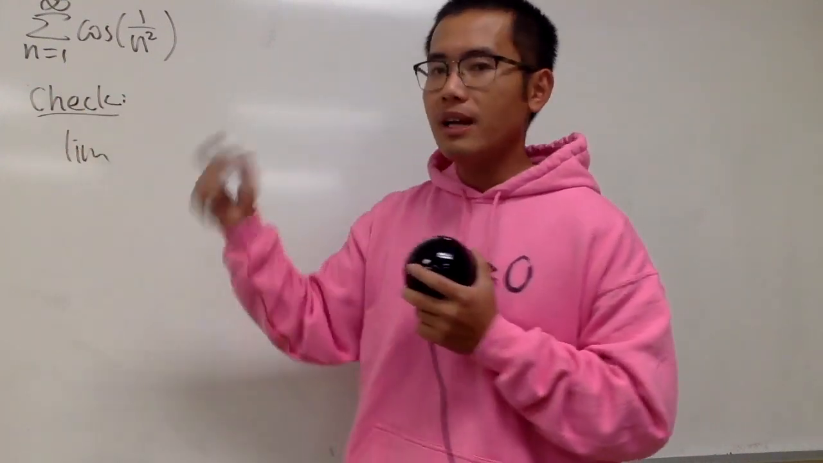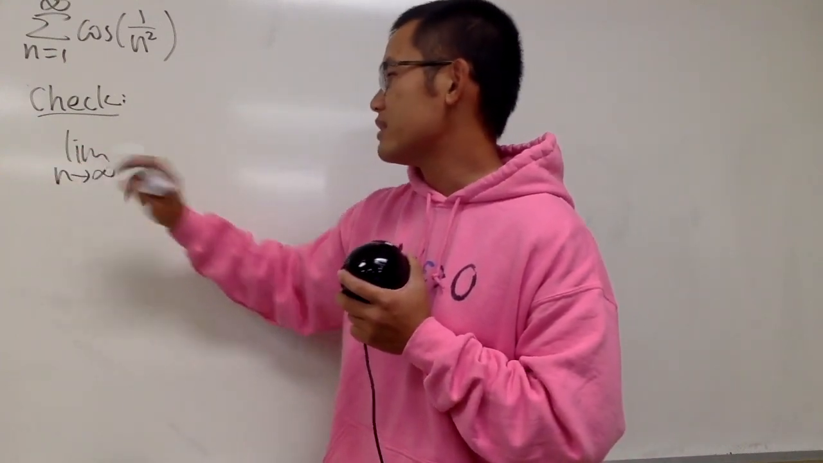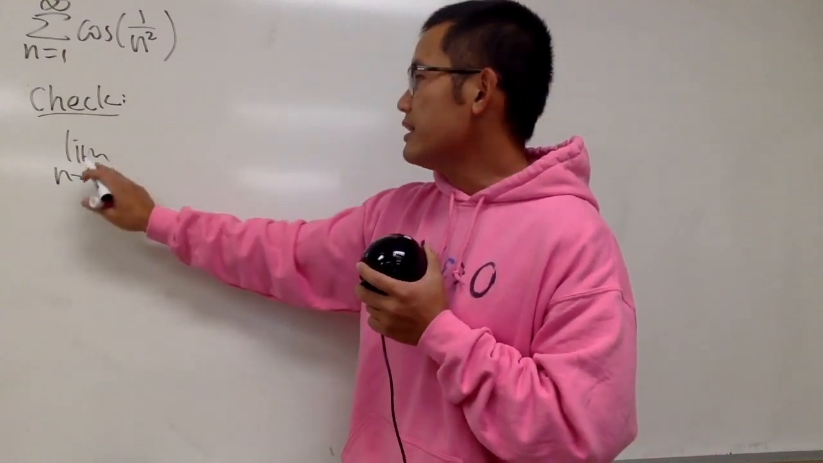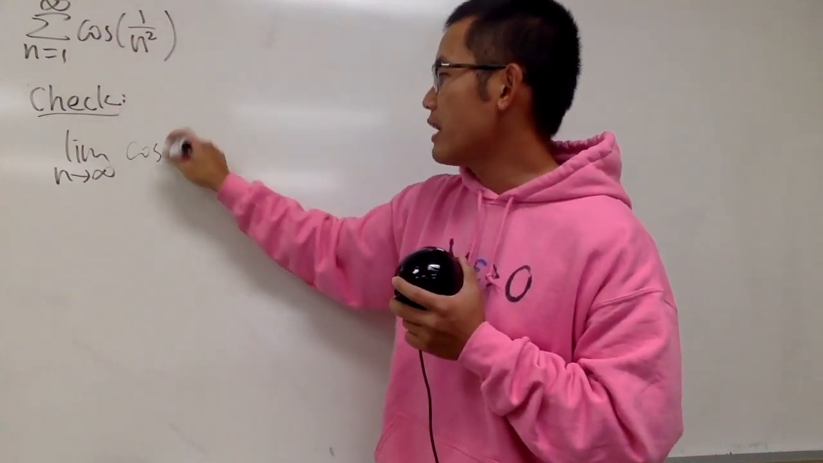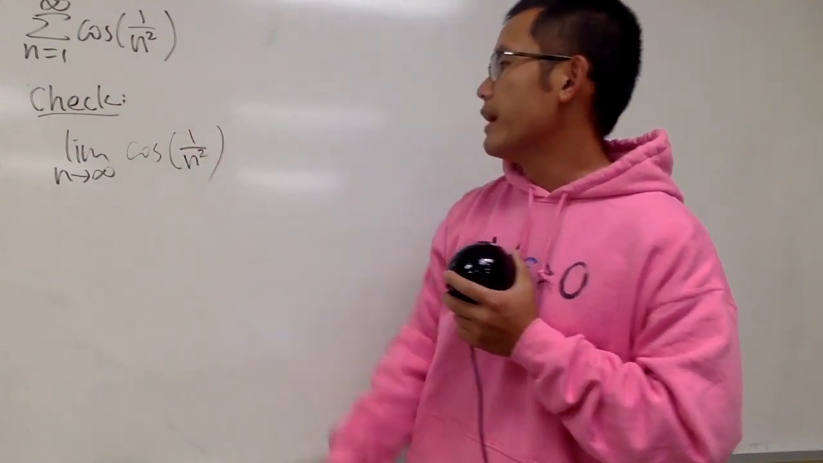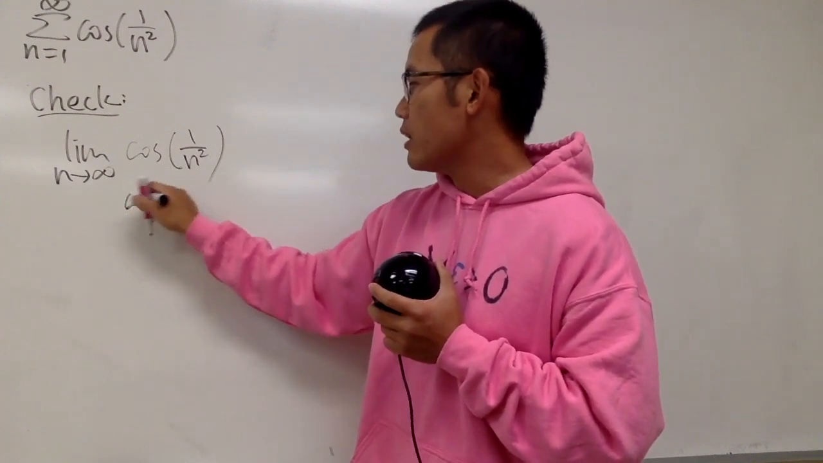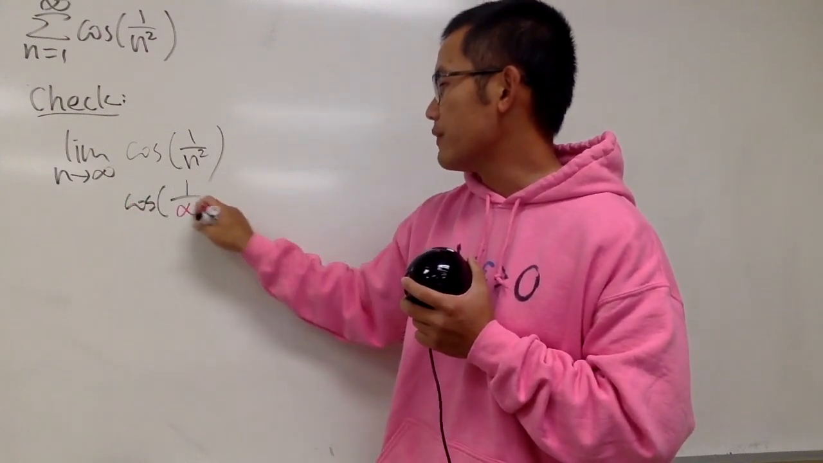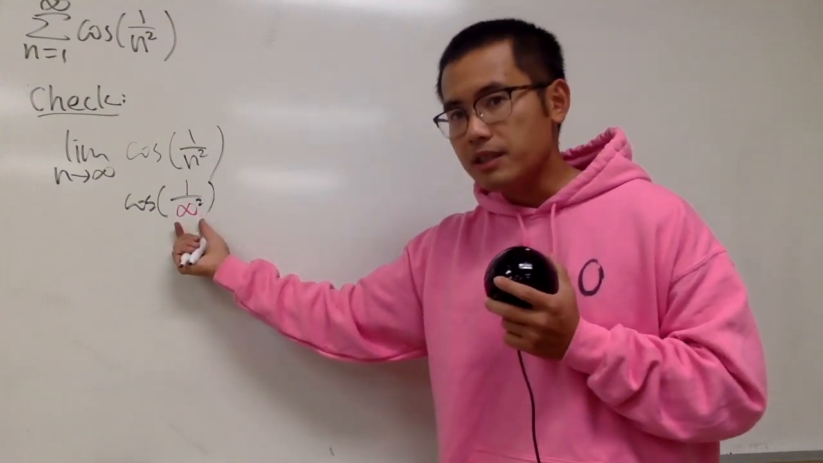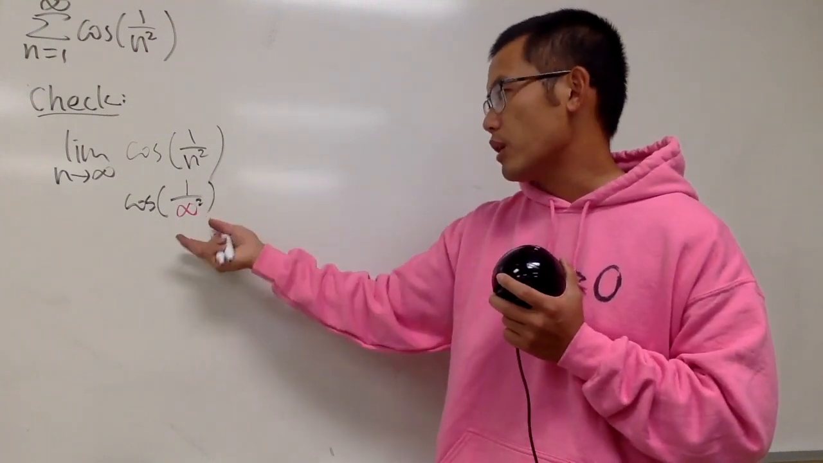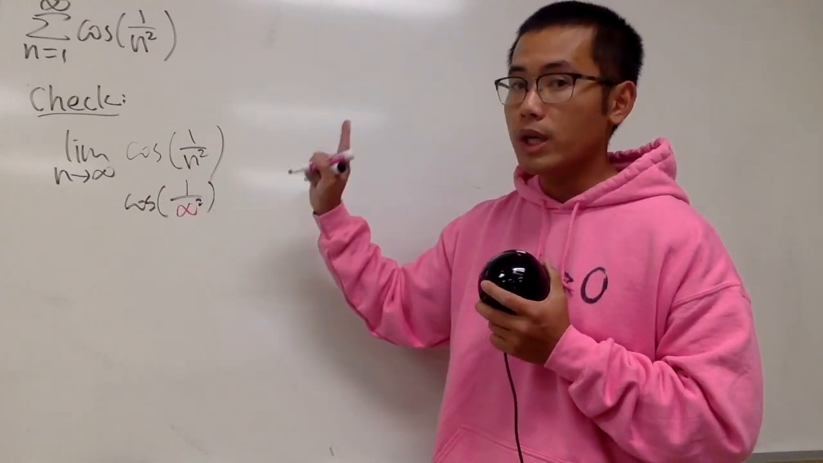And I know sometimes I put down n goes to infinity, sometimes I put down lim, but one or the other doesn't matter, okay? Take the limit of the formula a_n right here, namely cosine of 1 over n squared. And now if you put infinity in here, we just get cosine of 1 over infinity squared. You can draw a conclusion because the bottom is infinity, and 1 over that is 0. And you have cosine of 0. This right here actually goes to 1.